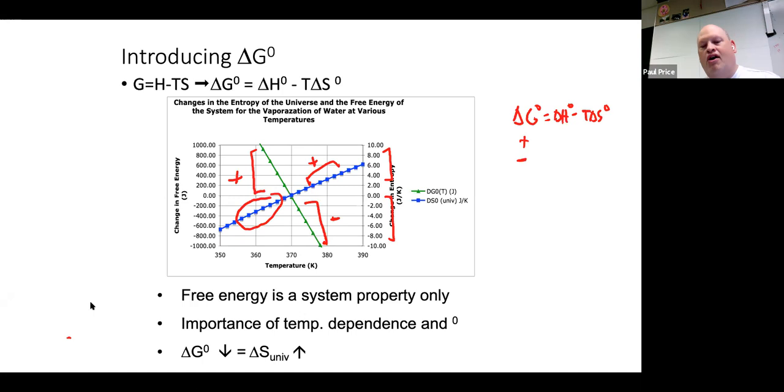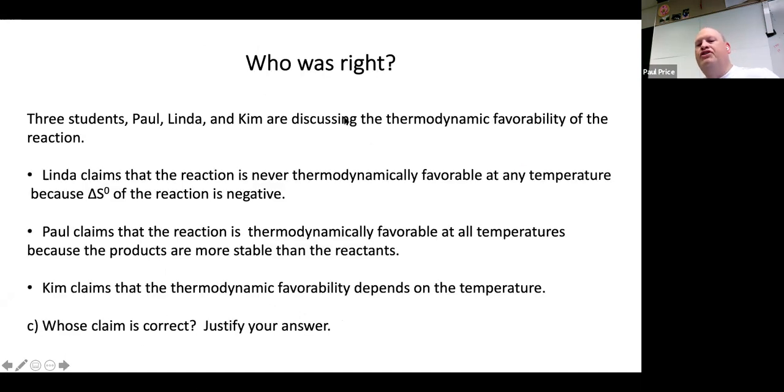So let's go back to our example from before, okay, with the 3 students and the reaction. Well, Linda is incorrect because we just saw that even if delta S naught of a reaction is negative, it could still happen if the entropy change of the surroundings were positive. If it were more positive and delta S of the reaction were negative, you could have a reaction that's thermodynamically favorable.